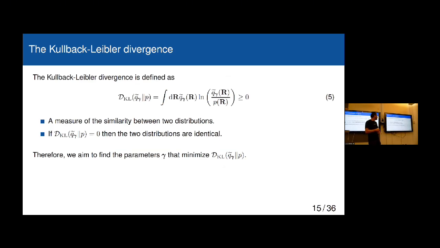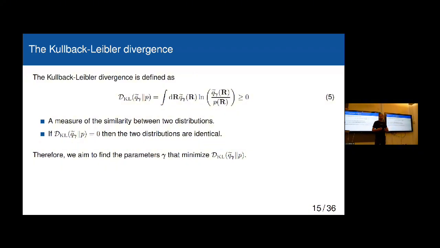Right. So we define the Kullback-Leibler divergence, and so this expression, the integral of Q log of Q over P, is a measure of how different Q of R and P of R are as probability distributions. So it's easy to show that this integral is greater than or equal to 0. And if it's equal to 0, it means that both distributions are strictly the same.